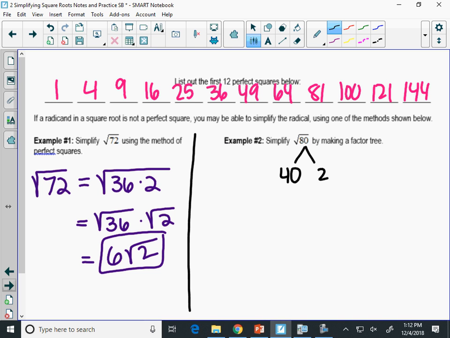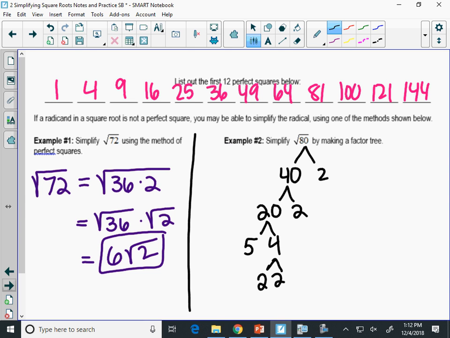All right, now we need to break down the 40. 2 is a prime number, so 40. What goes into 40? 20 and 2. All right, we're going to go the long way here. What goes into 20? 5 and 4. Let's do 5 and 4. And 4 breaks down to be? 2 and 2.